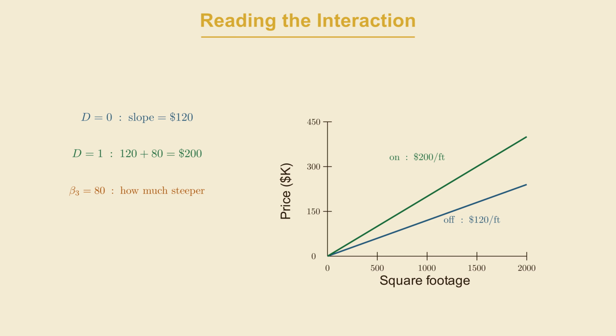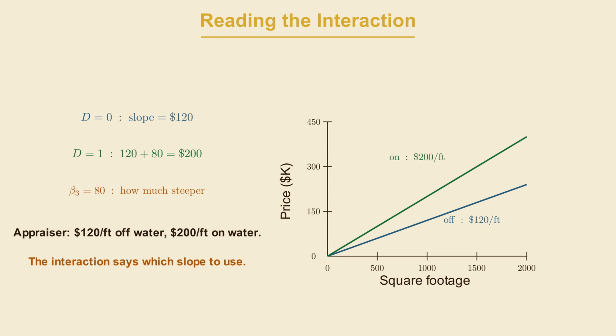This also changes what you'd actually do with the model. An appraiser valuing an extra 500 square feet uses $120 a foot if the home is off the water, but they use $200 a square foot if the home is on the water. The interaction term is what tells you which slope to use.